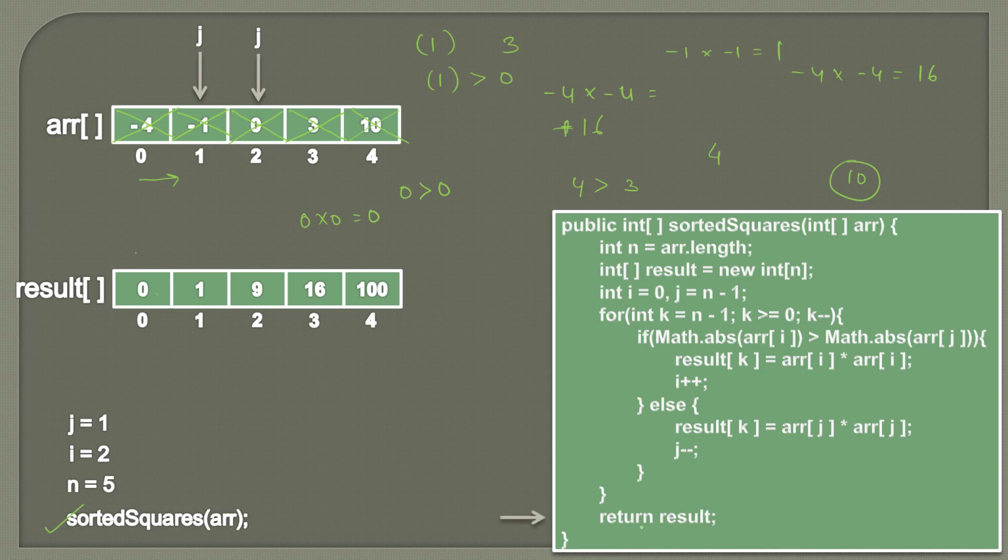And here you can see at the end we will simply return the result. So this is the result where we have squared each number, and after squaring each number you can see the result array is still sorted. And we have used this algorithm without using arrays.sort. So the time complexity of this algorithm is O of n. So we'll simply return the result.